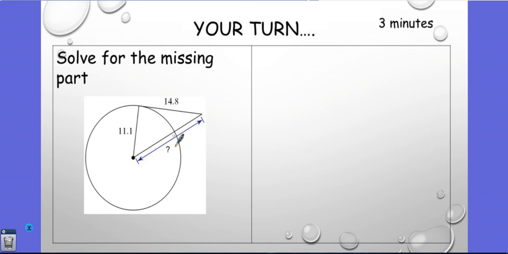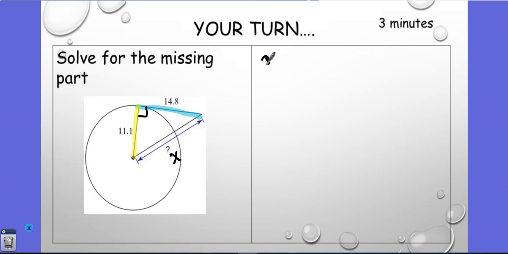So this says solve for the missing part. That would be this x right here. What you have to look and see is what is it that you have. You have a tangent that intersects with a radius. So if this is a tangent that intersects with the radius, you have a 90-degree angle right here. So now this is a right triangle, and I need to solve for the hypotenuse.